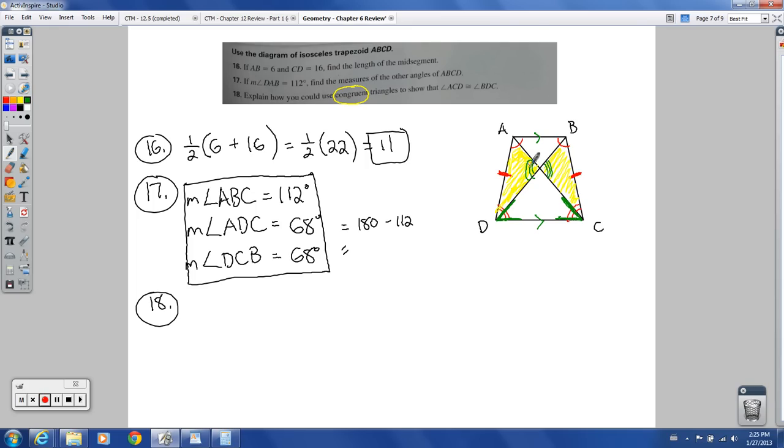And what else could I say here? Do I know anything else is going to be true? This is the whole angle right there. So let me think about this a little bit longer.